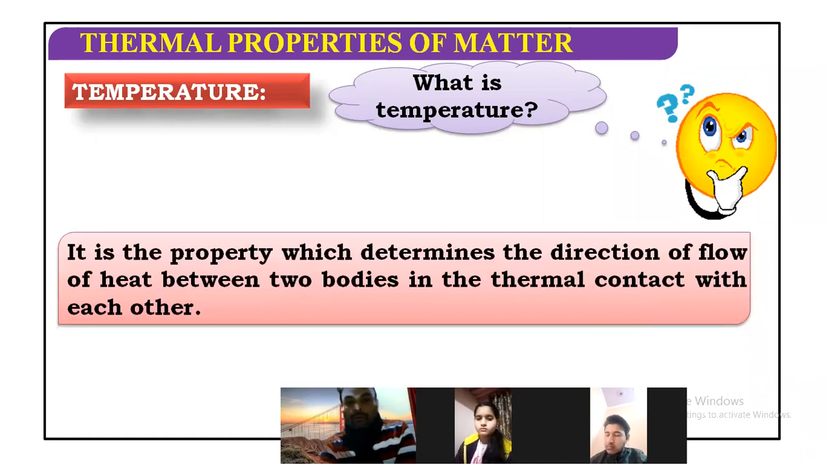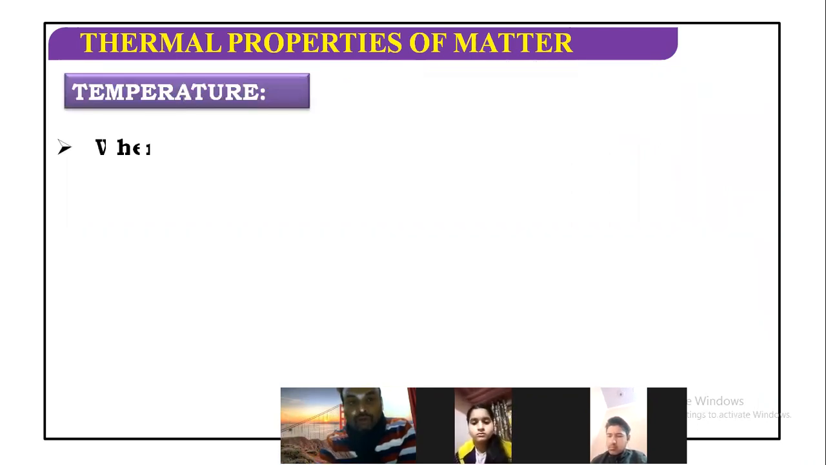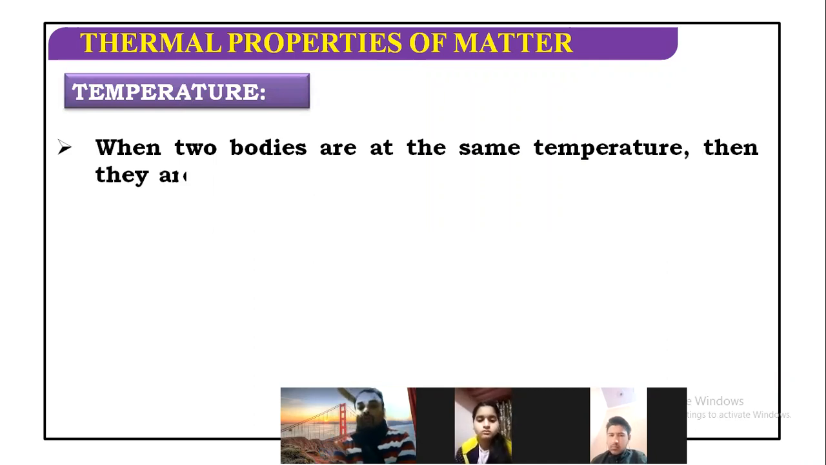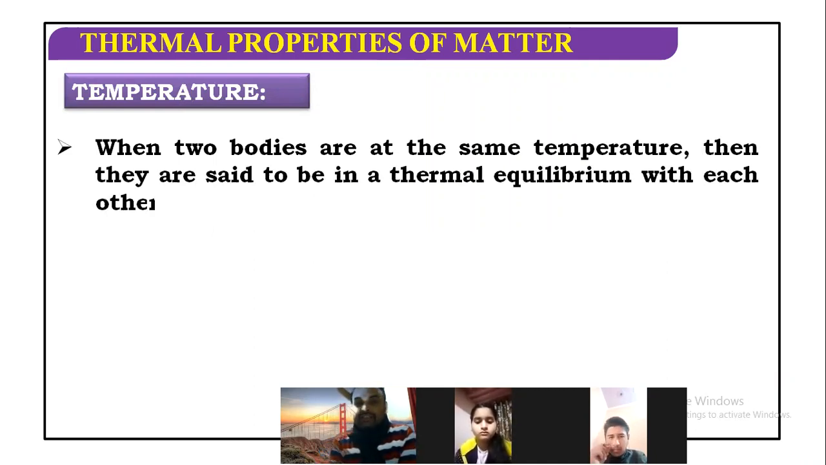It is the property which determines the direction of flow of heat between the two bodies in thermal contact with each other. And we know that the direction of flow of heat is from higher temperature to the lower temperature. So the arrow, the direction, will be from higher temperature to the lower temperature. When two bodies are at the same temperature, then they are said to be in thermal equilibrium. Already I told you what is thermal equilibrium. Thermal equilibrium means the two bodies are at the same temperature.